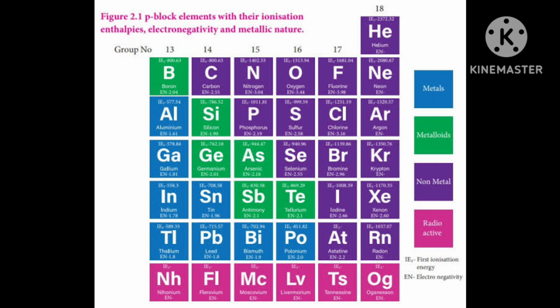The maximum oxidation state shown by a P block element is equal to the total number of valence electrons, that is the sum of S and P electrons. Clearly, the number of possible oxidation states increases towards the right of the periodic table.